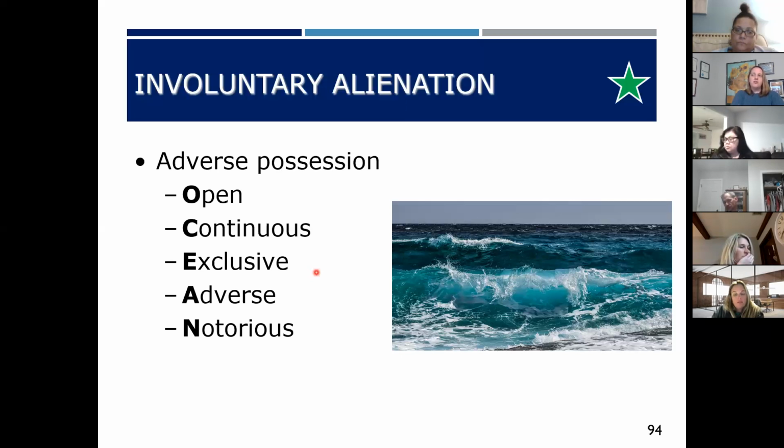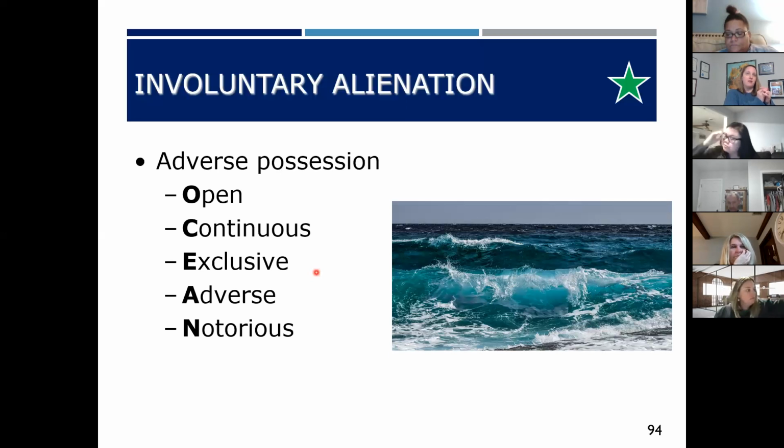And then, is the use notorious? Are you using it without permission of the owner? If you don't have permission to be there, but you've been using it anyway, 7 years, adverse possession, 20 years, adverse possession. So again, easement by prescription, you're going for permission to be there. Adverse possession, you're going for the property.